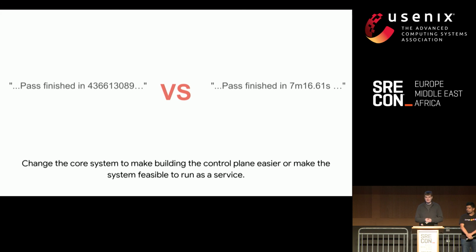We're all software engineers, and we should feel empowered to make changes to all parts of the system. Remember this message, 436,613,089 versus 7 minutes and 16 seconds? This was a really easy change to make, and it makes working with the system a lot easier.